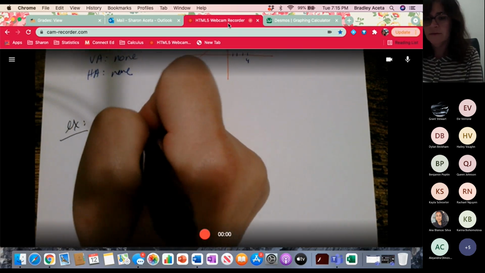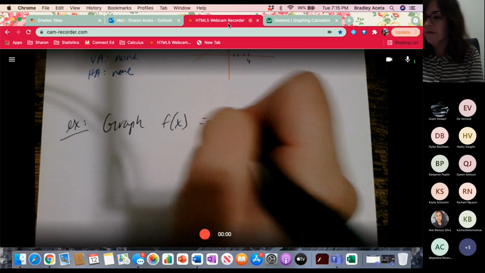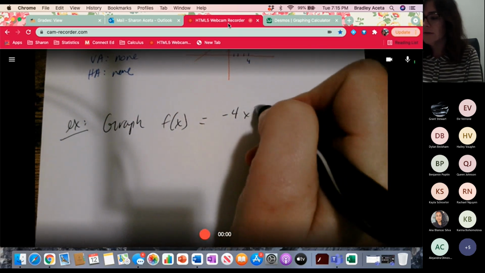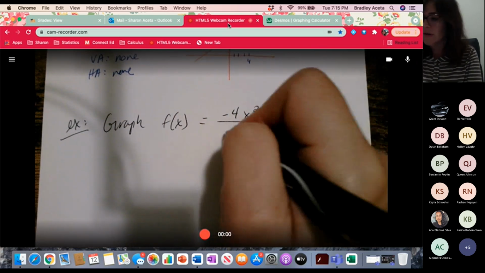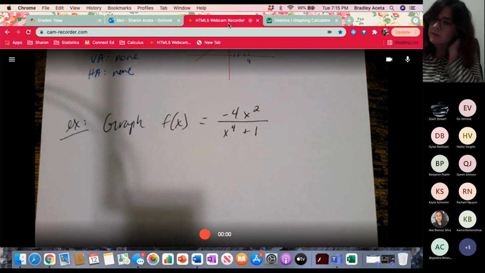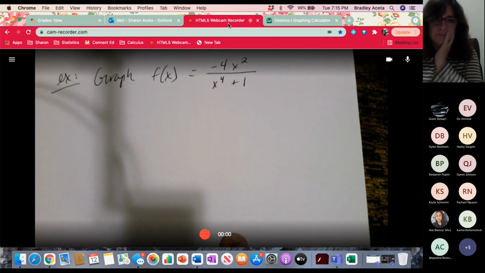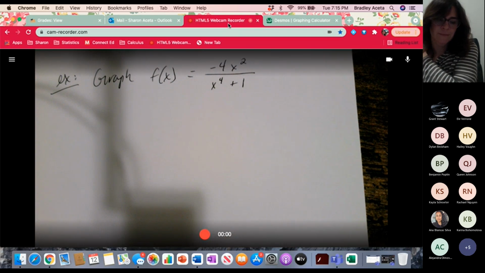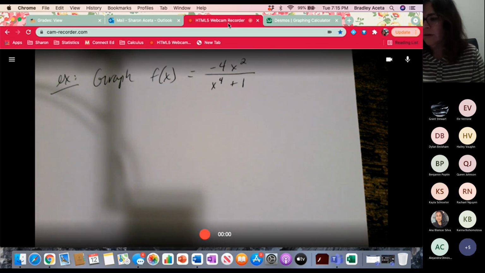Graph f of x equals negative 4x squared over x to the 4th plus 1. Interesting. I like doing this problem because I think everybody doesn't think that this can happen. And I don't know if you noticed, I start all of my problems the same.